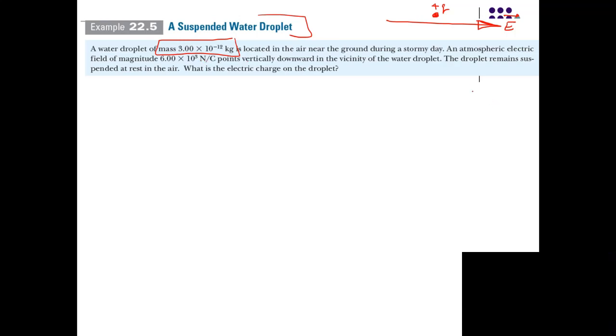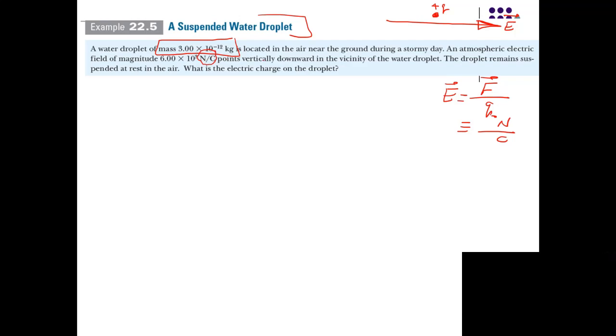I forgot to tell you the unit of electric field. Electric field is equal to electric force divided by Q0. So the unit of it is obvious. It has to be equal to Newton divided by Coulomb. So that's why we have a unit of Newton divided by Coulomb.